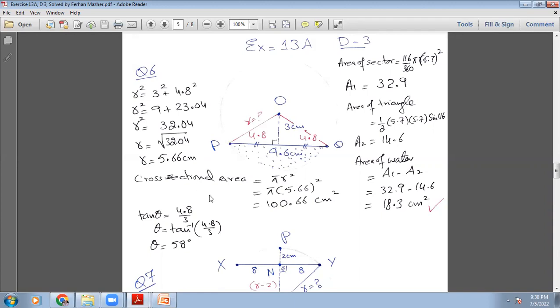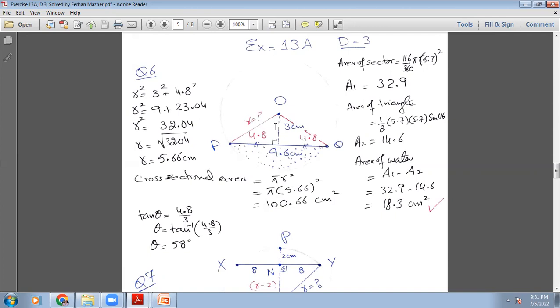So then the cross sectional area of this whole pipe is not required here. I just calculated it: pi r square, pi into 5.66 square is equal to 100.66 centimeters square. This is not required here. I want to know what this angle is. How much is this angle? If I want to know this, suppose this angle is theta.